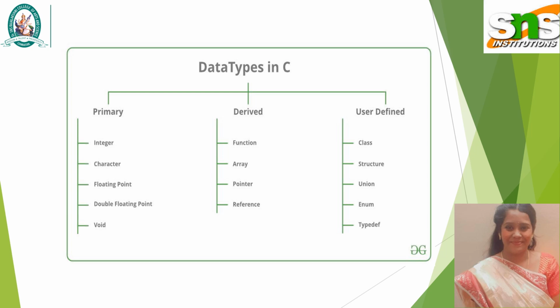So for the examples of all three kinds: under primitive or primary, the data types are integer, character, float, double and even void. Under user defined data types, it will be class, structure, union, enumerated data type and type definition. Under derived data types, it will be function, array, pointer and references.